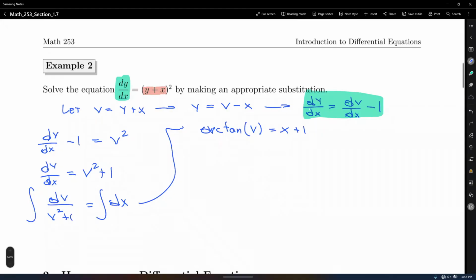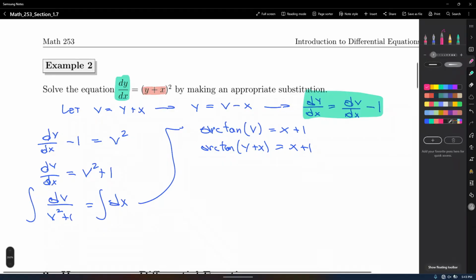Okay, at this point you can do either the solving for v or the back substitution. It doesn't really matter. I'm going to do the back substitution. Arctan of y plus x equals x plus c. And in this case, we can solve explicitly for y, right? We can take the tangent on both sides and also subtract the x, all right?